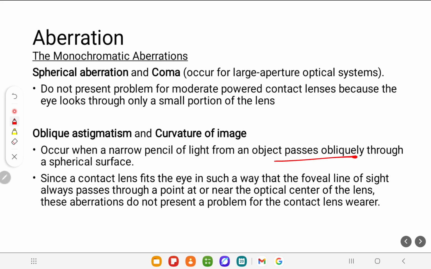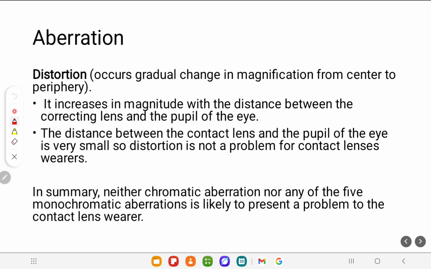So the contact lens fits the eye in such a way that the foveal rays always pass through the point near the optical center. That's the concept. Basically, the foveal line of sight always passes through or near the optical center. So this problem does not present. Basically, the aberration problem is not present, unlike in spectacles, because of this only.